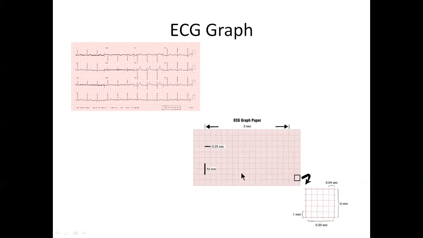And if you look within one of these squares, you see that they too have even smaller squares inside. So the tiniest square is 0.4 seconds. So that's the time scale. And on this side, one tiny little square is 1 millimeter. Therefore, one big square would be 5 millimeters, and 2 of them would be 10 millimeters.